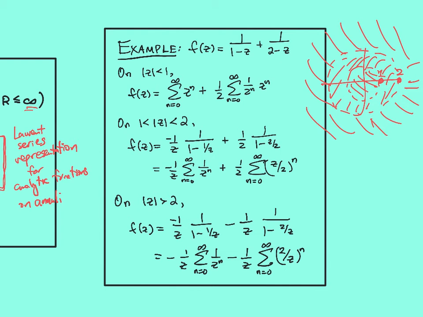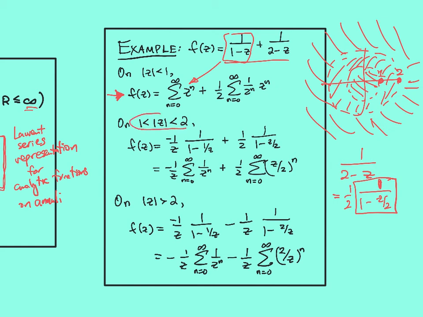Well, on the unit disk, we just get the power series representation because this is analytic at 0. I won't go through that because that's sort of familiar stuff. I guess the main thing is, the first part we use a geometric series, and then the second part you factor out the 2, and then use a geometric series to write this piece. Okay, but what do we do on this annulus?